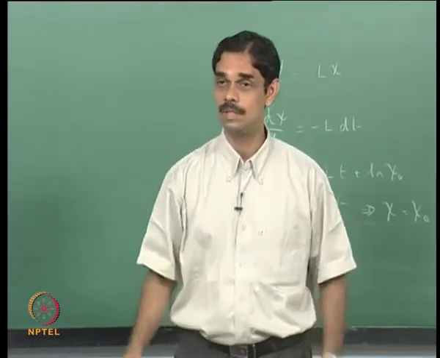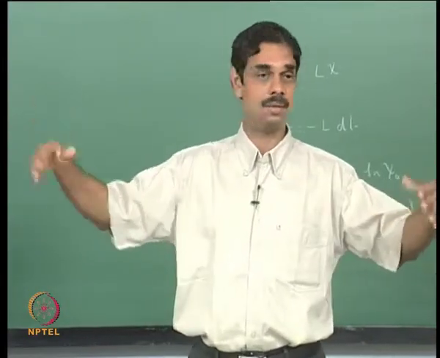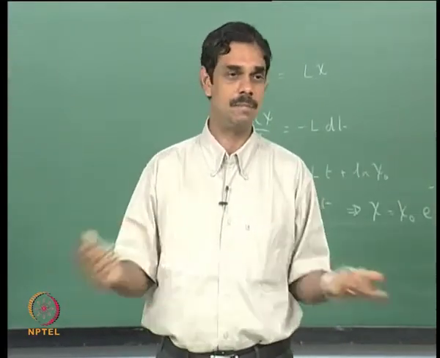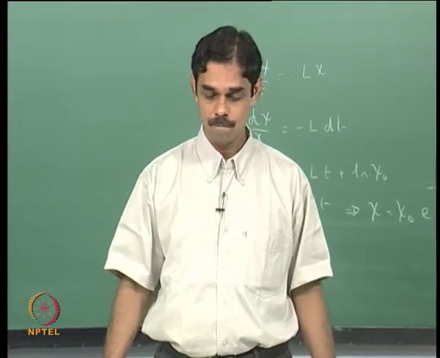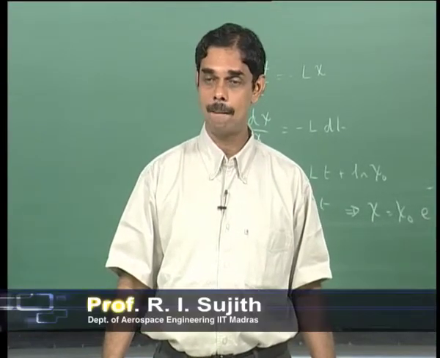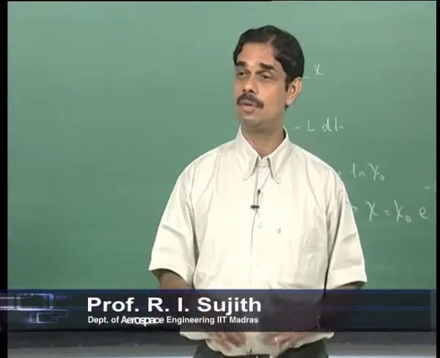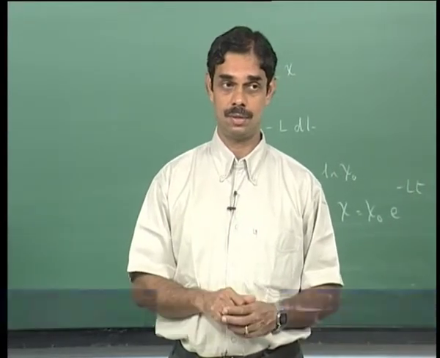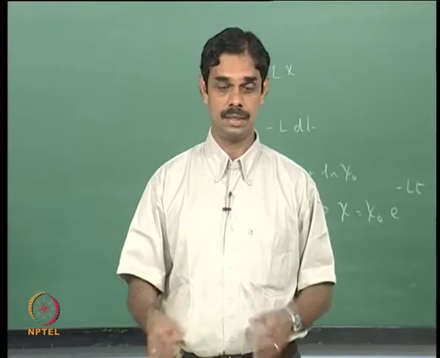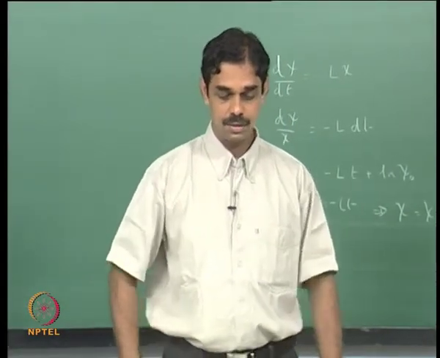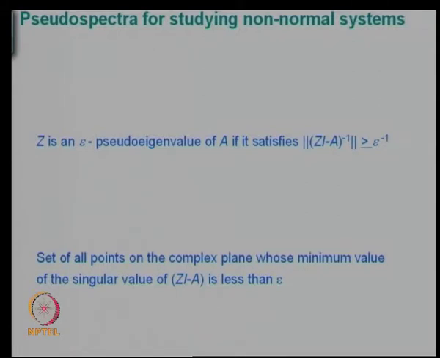But instead you say epsilon is a small number, let us say epsilon inverse is 10 or 100 or 10,000, these values depend on the system itself, what is large and what is small. So you can actually have large amplifications even if you are far away from the eigenvalue for non-normal systems, and then we can take a look at that with the pseudo eigenvalue. So the way to compute is to have the set of all points on the complex plane whose minimum singular value of zI minus A is less than epsilon, but you need not worry about how to do the calculation, but let us look at the concept.